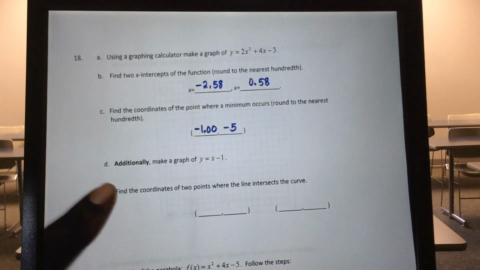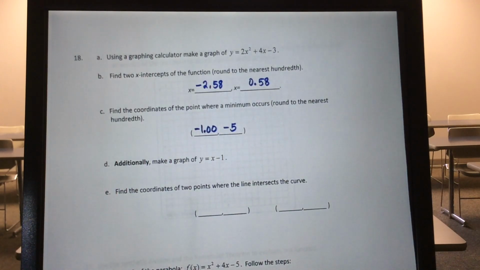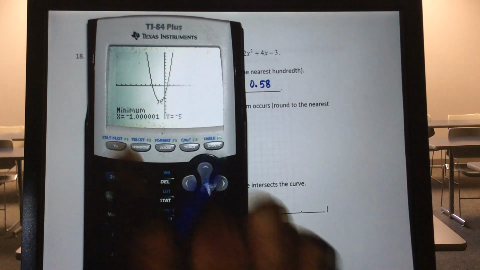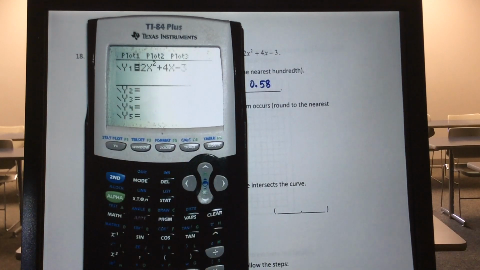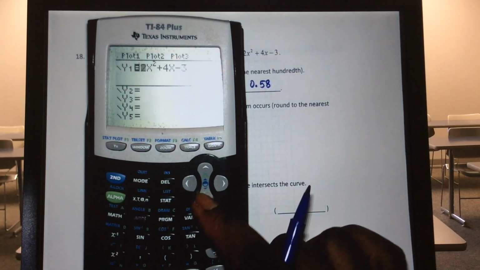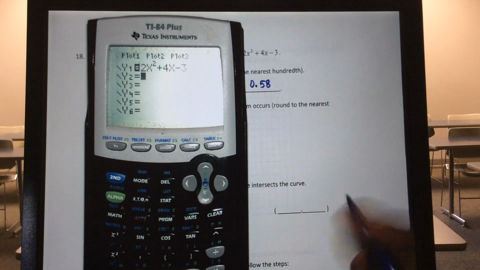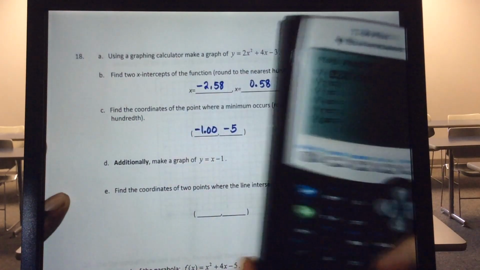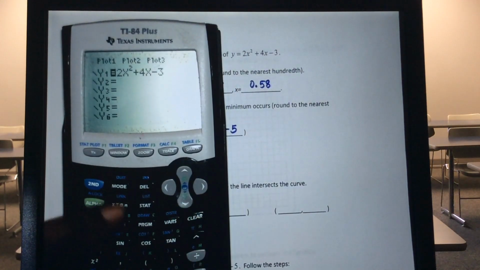Now part D says, additionally, make a graph of y equal x minus 1. So I'm going to go to y equal 2. I'm going to leave y1. Then I'm going to go down to y2. That equation in y1 stays there. But in y2, I'm going to put in x minus 1.